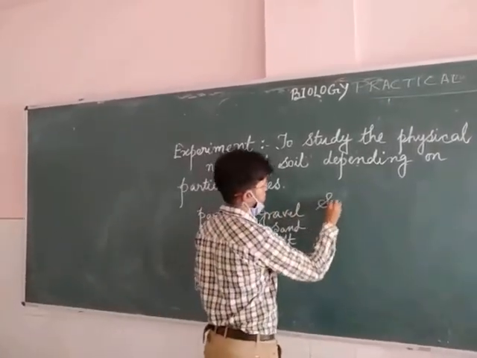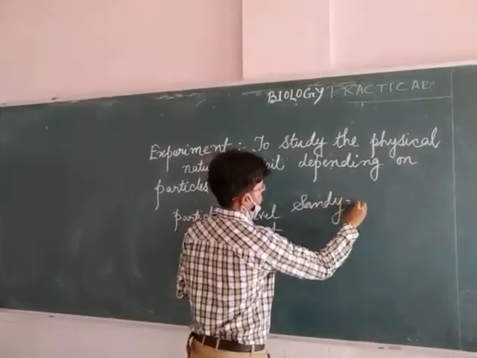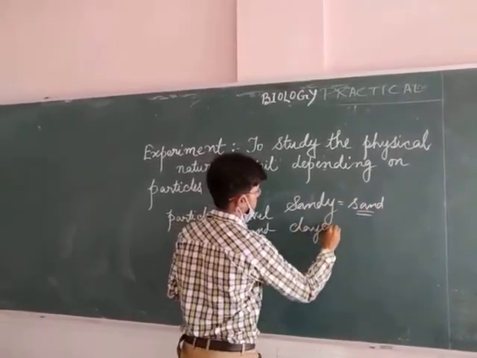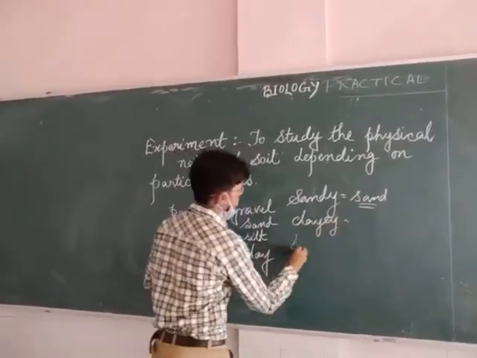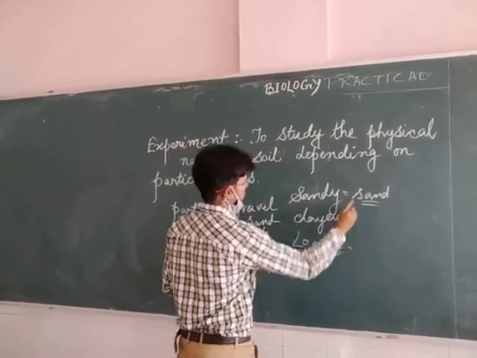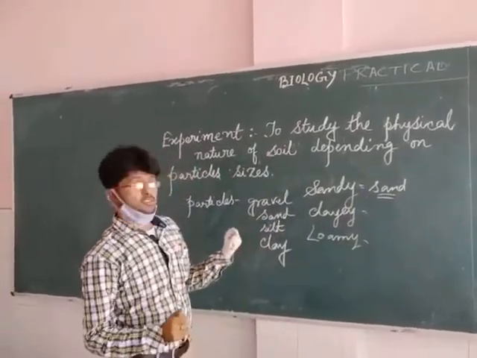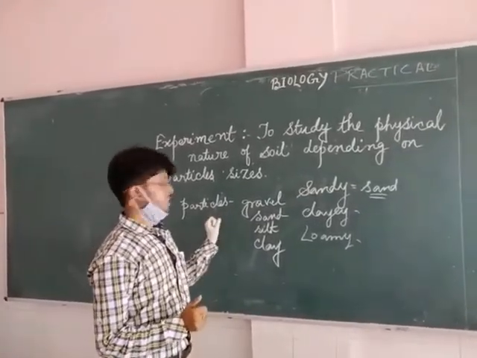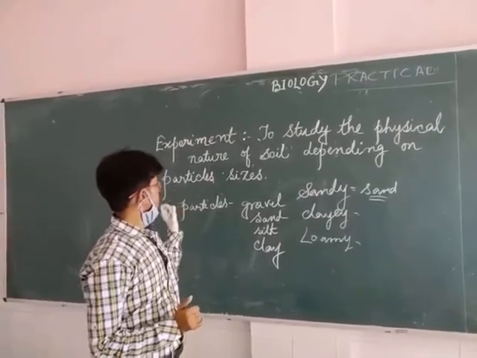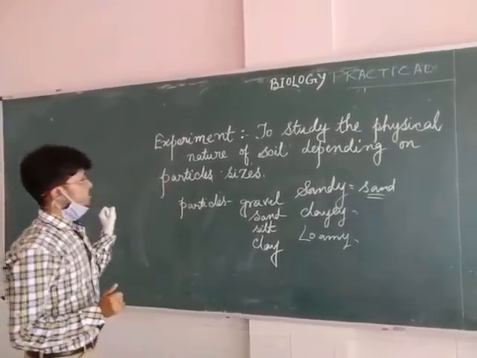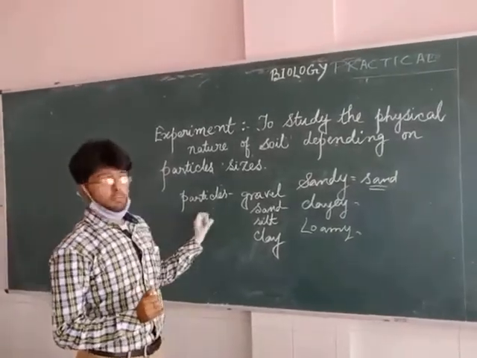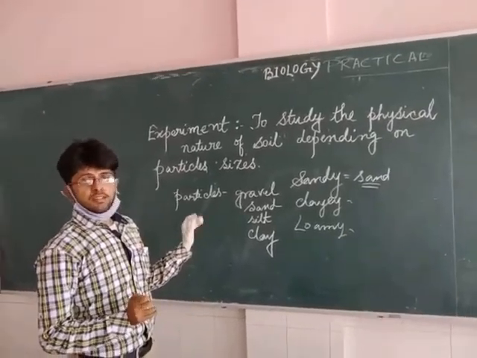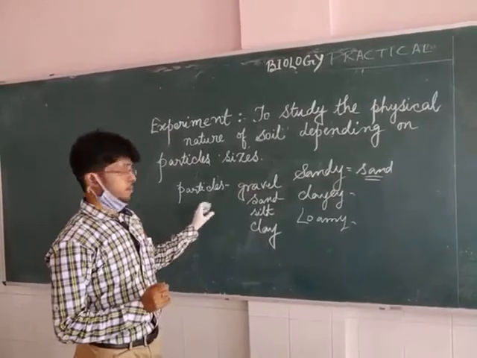Suppose in the case of sandy soil, the amount of sand is much higher than in clayey soil, or in the case of loamy soil also, the sand, clay and humus portions are not the same. So according to the type of soil, the particles and the number of particles may also vary. In this particular experiment, we have to study the physical nature, meaning which types of particles are present in a particular soil sample. For this, we have taken 2 or 3 soil samples, and we have to perform it step by step.